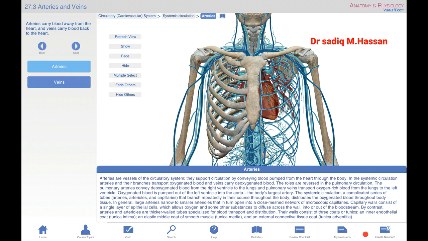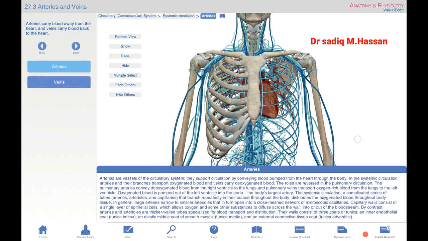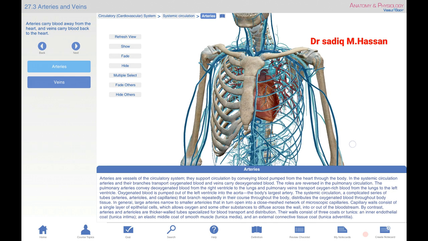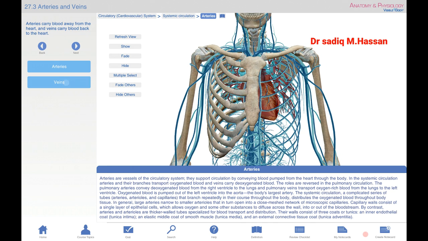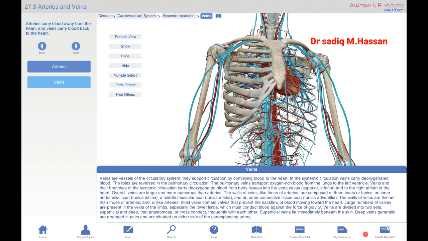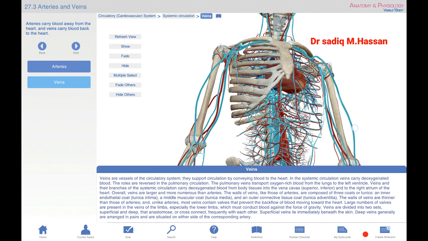The innermost layer is the tunica intima, and the elastic middle coat of smooth muscle is called tunica media, as the name implies. Tunica is a tube or coat, media is the middle, and the external connective tissue is called tunica adventitia. So these are the arteries. Now let us see the veins and how they are distributed.